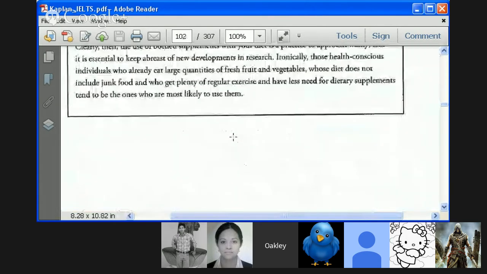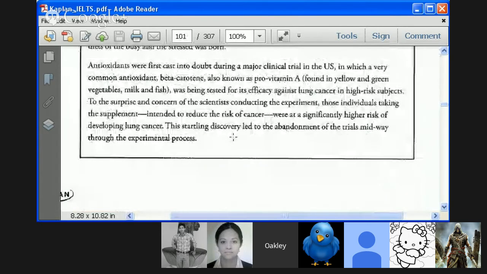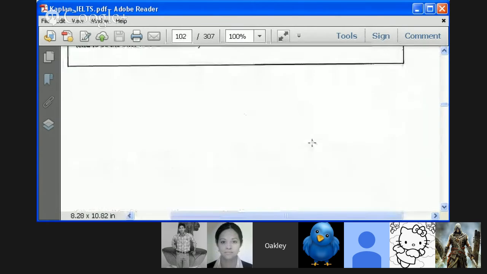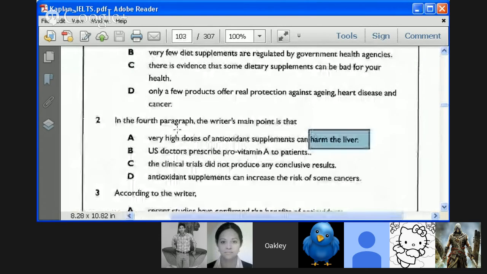Oh, is it liver or lungs? I don't even remember. It doesn't matter because there's nothing about higher doses. Lungs, liver. Okay. Very good. I didn't even notice that. All right. That's a good point. So there's nothing about high doses. There's nothing about liver either.